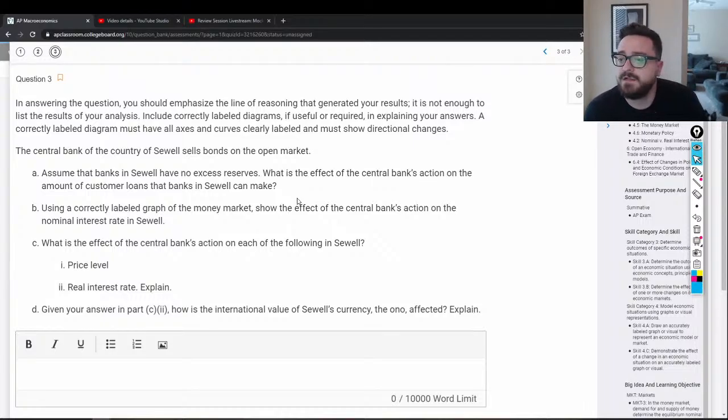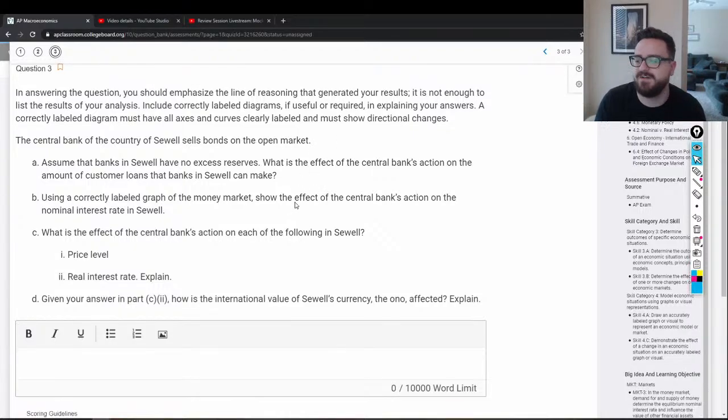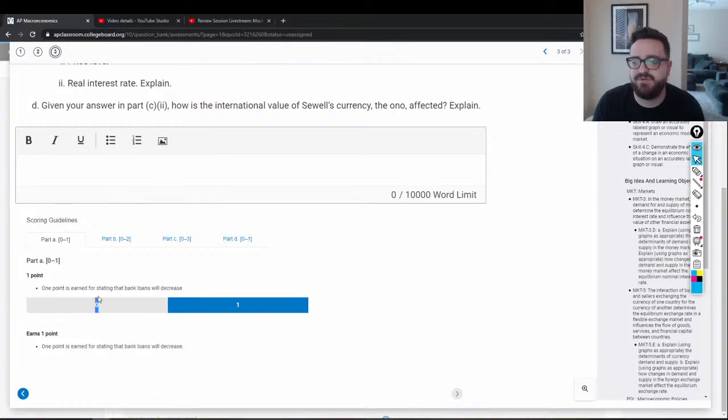Okay. Central Bank of Country of Sewell sells bonds on the open market. That is contractionary policy. So money supply should be decreasing. I kind of gave 2 answers to A to cover my bases, but just to be safe. They don't make you explain anything here. It just decreases.